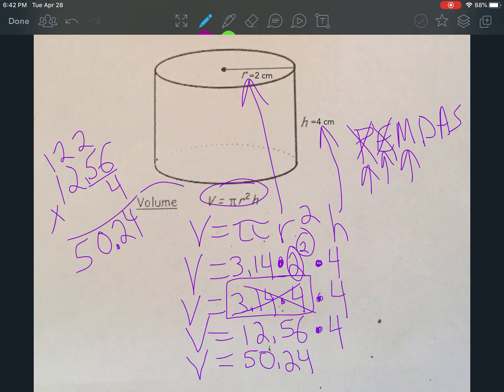Now, since we're talking volume, remember our label. Up here, we're dealing with centimeters, and so our label would be centimeters. And then we're talking cubic centimeters, so our shortcut for cubic centimeters is a small number 3 after the centimeters. Okay? So our answer for this problem would end up being the volume of the cylinder equals 50 and 24 hundredths centimeters cubed.